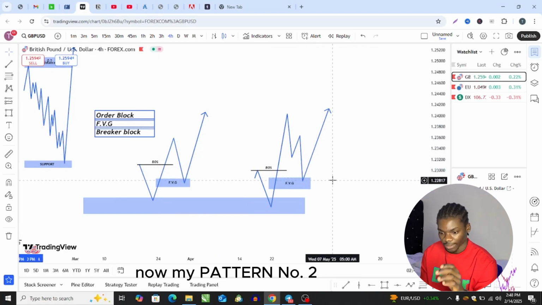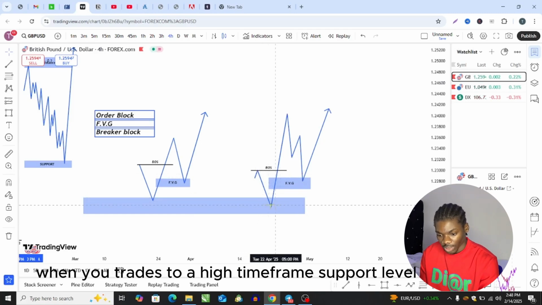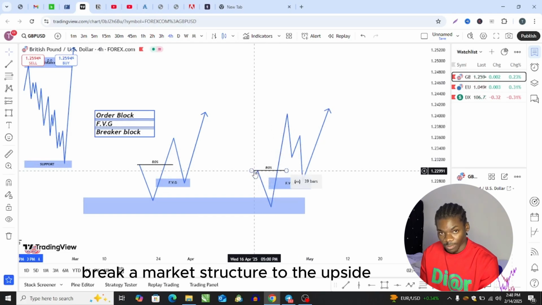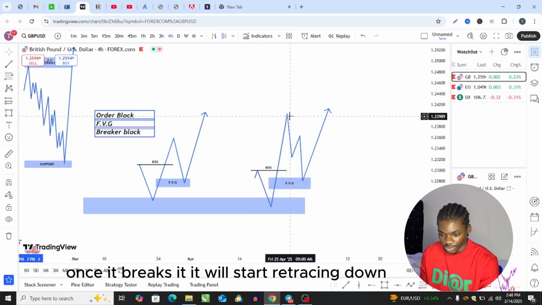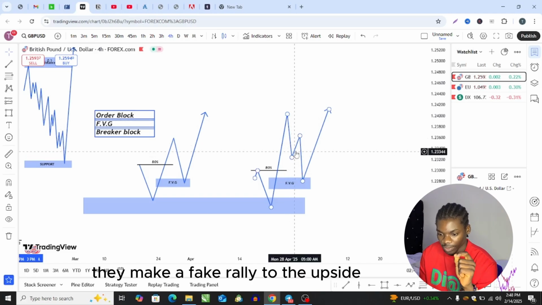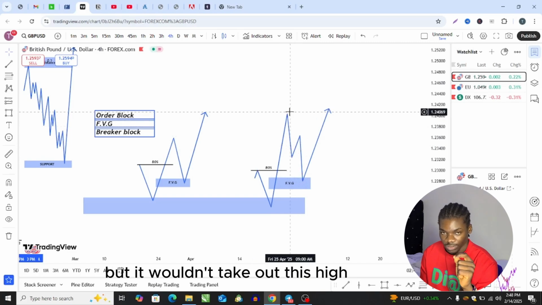Now, my pattern number two. This is when price trades down to a higher time frame support level. When it trades to a higher time frame support level, it will break a market structure to the upside, which is BOS. So break of market structure is BOS. Once it breaks it, it will start retracing down. And once it's retracing down, it will pause at a point, then make a fake rally to the upside, but it won't take out this high.